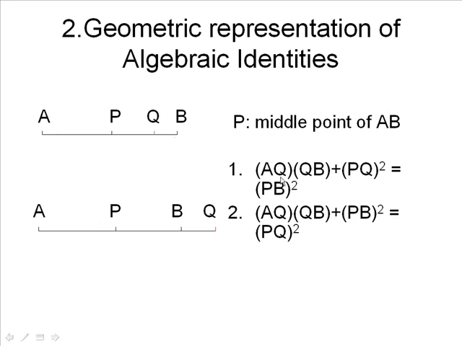So the first identity means the two unequal parts, AQ times QB, plus the distance between two dividing points squared equals half of the distance AB squared. And the second one, because PQ is longer than PB, so we switch PQ and PB here and get the second identity. And we're going to look at the proof of the first one, and the second one will be the homework.